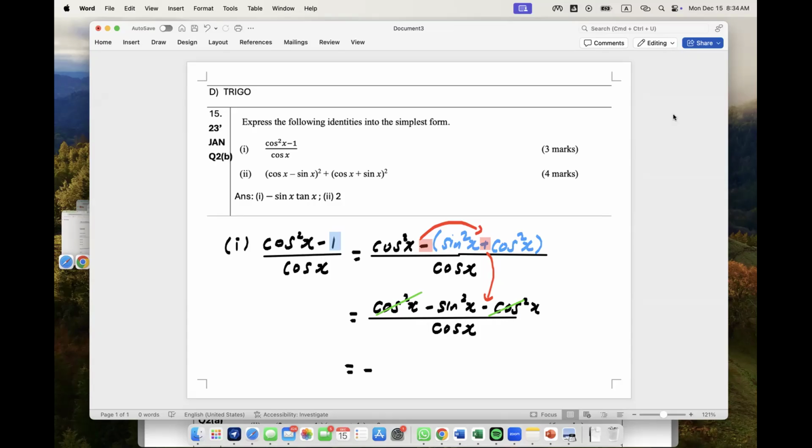Negative sign. Because we have a sine square, isn't it? Can we split into two? Sine x times sine x, right? While one of the sine x I will combine with the cosine x and make it become tangent. And this sine x will put side by side. Right? To get my final answer. You understand?